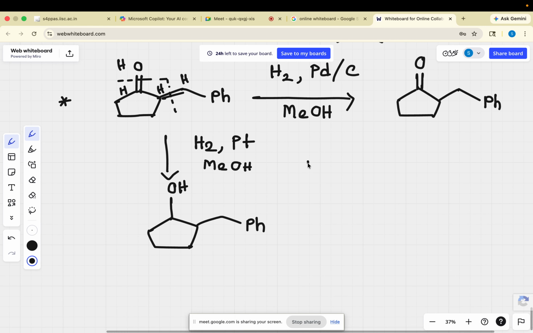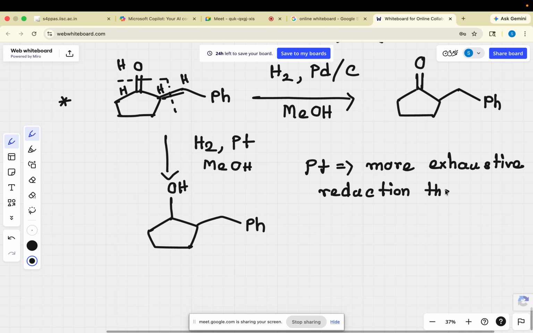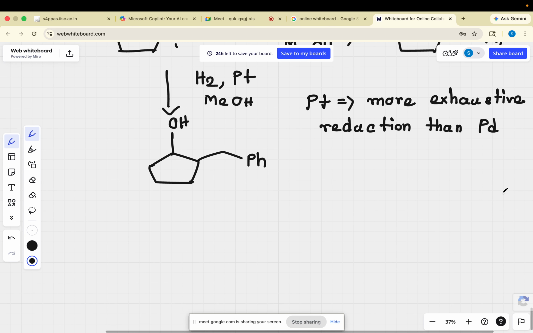So just write down one point: platinum gives more exhaustive reduction than palladium. You can think of it like that: palladium is soft, platinum is hard. Platinum will do more exhaustive reduction than palladium. Fine.